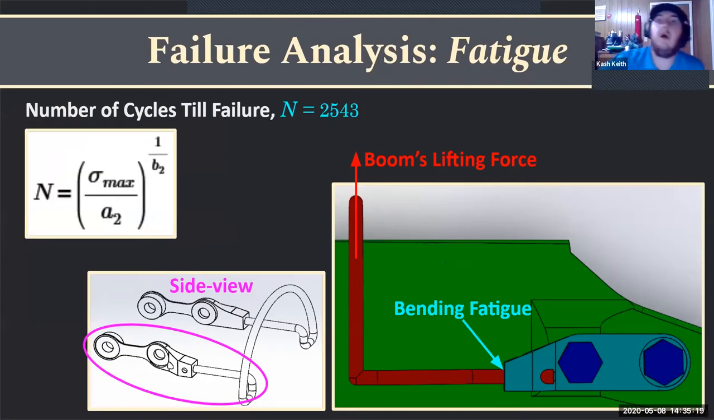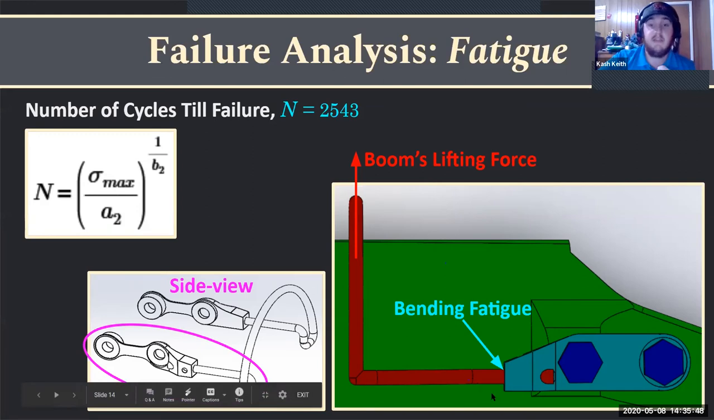Another mode of failure to analyze is the bending fatigue. Think about this. Having a paperclip, you're able to bend the paperclip back and forth. And after a while, you're able to break the paperclip. Well, say you wanted to break another portion of that paperclip and it gets smaller and smaller. The smaller it gets, the harder it is to bend, which means that it's harder to break. In this case, the bending fatigue that's going on here, imagine this as a very large paperclip and a very short portion of that large paperclip. This thing will not break.